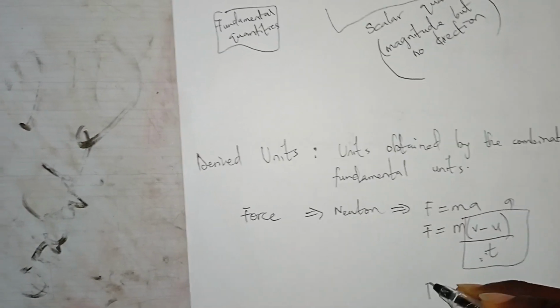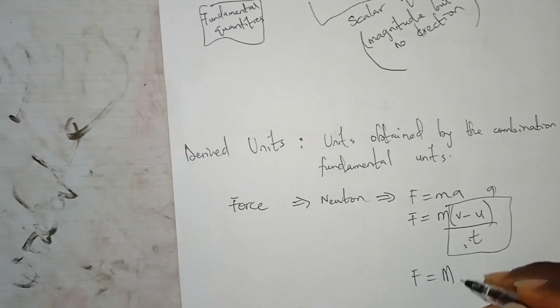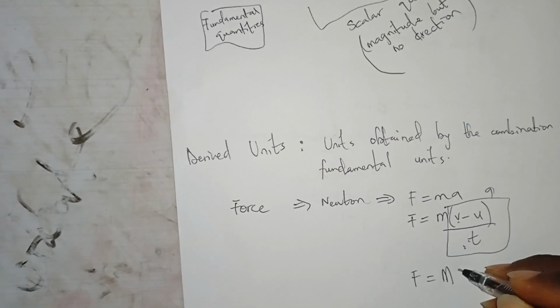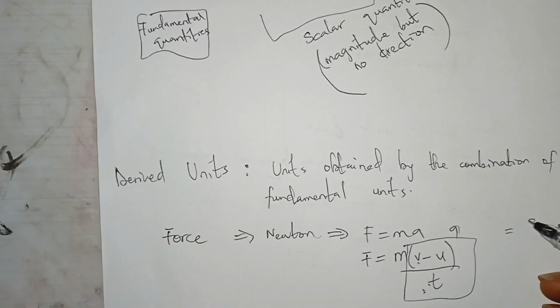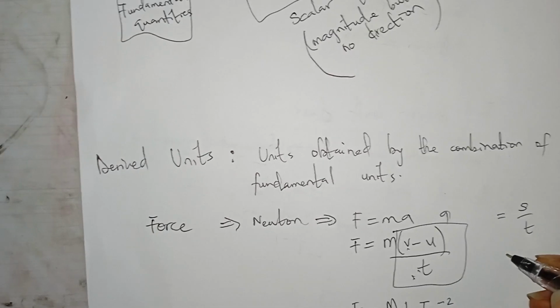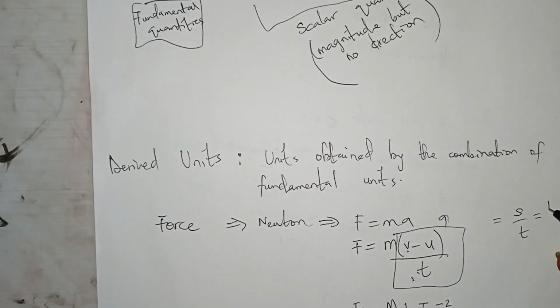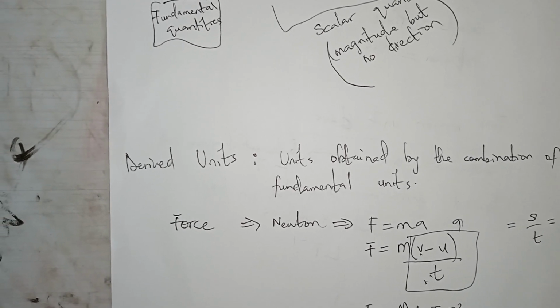So if I know this, m is a fundamental quantity, mass. Acceleration is made up of v, and velocity is displacement over time. So this is the same thing as LT^-2. Remember that velocity is equal to s over t, and s means distance. Distance means length. T means seconds as units.